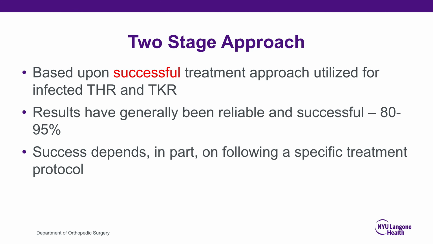So the two-stage approach followed what was recognized as a successful treatment approach for infected hip and knee replacements. For shoulders, the results have generally been reliable and successful in that 80 to 95% range. However, success depends in part on following a specific treatment protocol that I'd like to review.